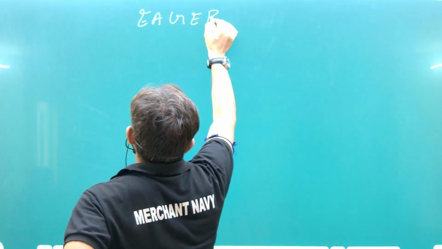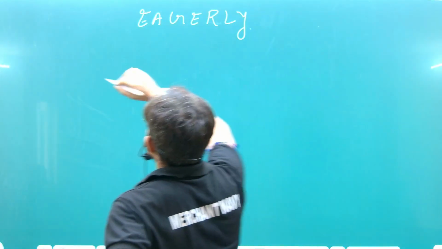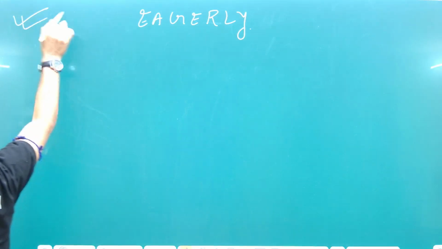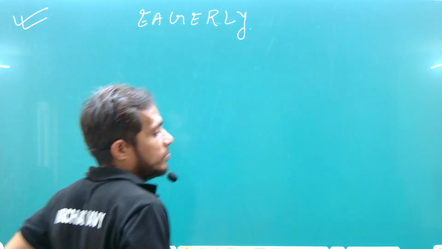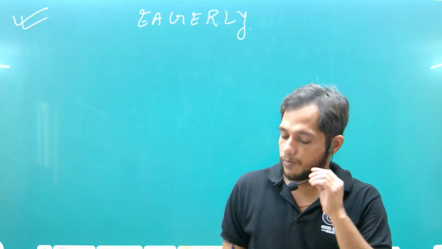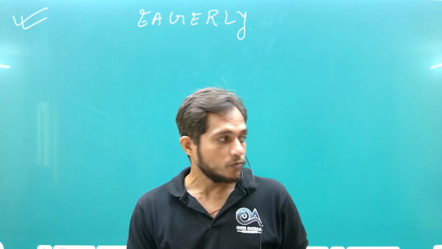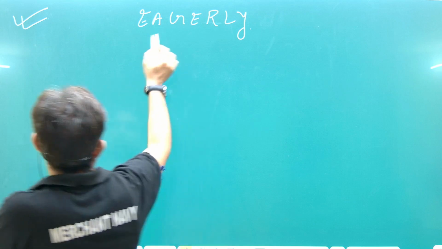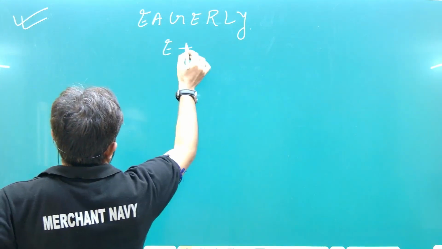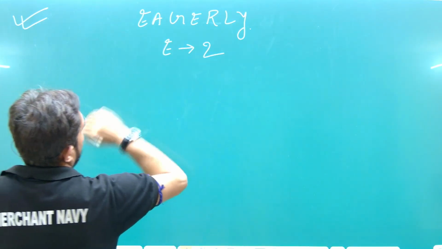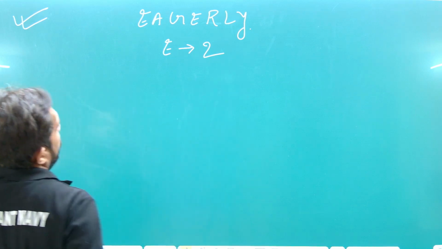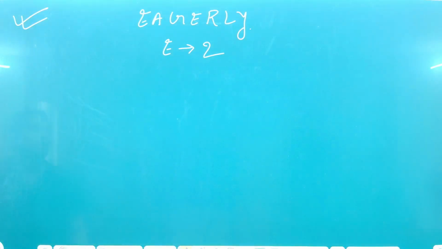So, there is another question: how many words can be possible from "eagerly"? How will we solve that? The letter E is repeated 2 times here, and I think no other letter is repeated.